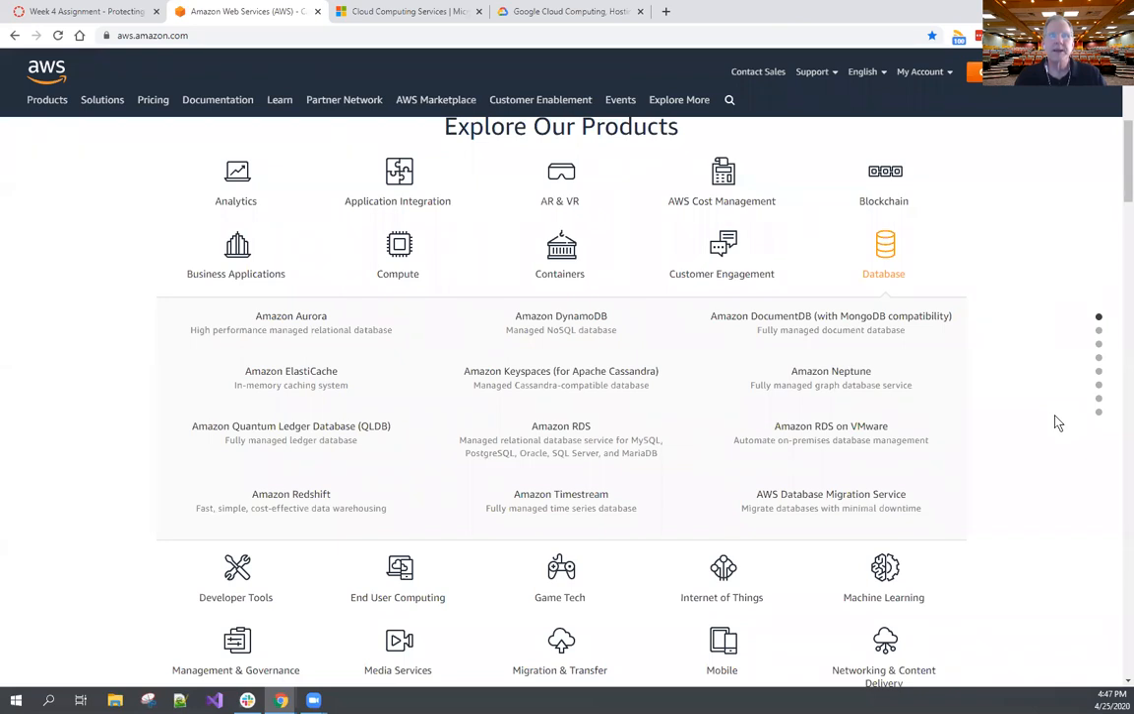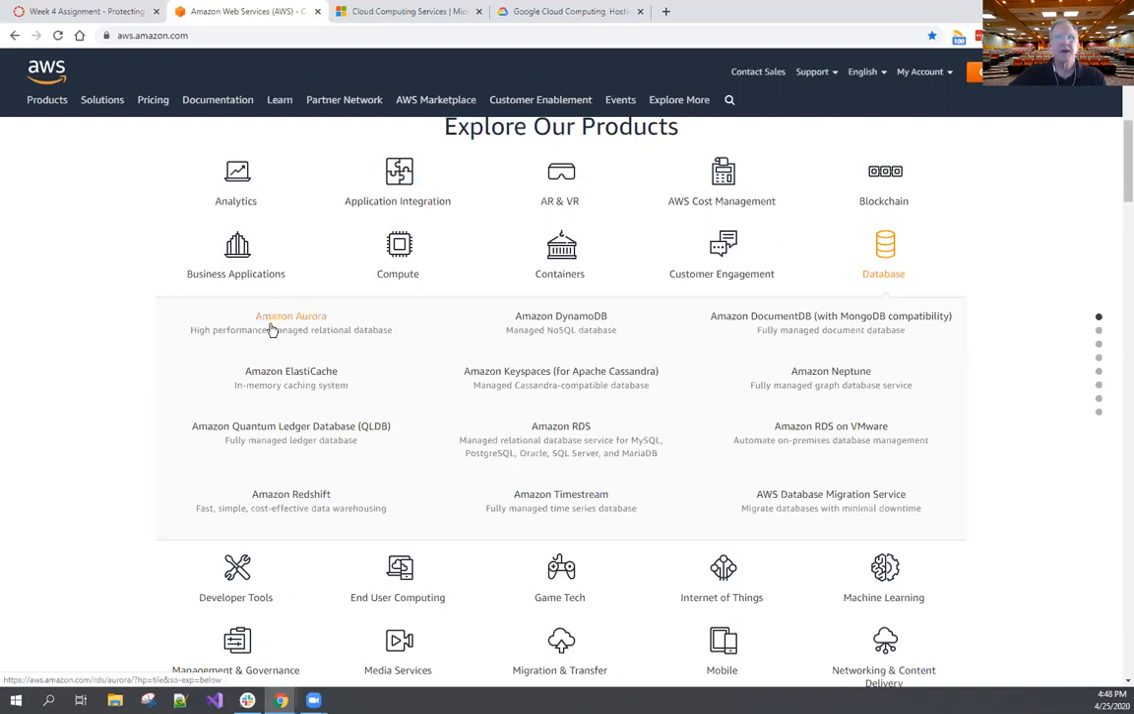Different ways of storing data. And so first of all, we have to ask the question, how do we want to store the data that we have? In this case, I want to have a relational database. And so let's look through these. I already know which one it is, but let's look through them and compare. So this one, Amazon Aurora, high performance managed relational database. So that's a good thing, a relational database.